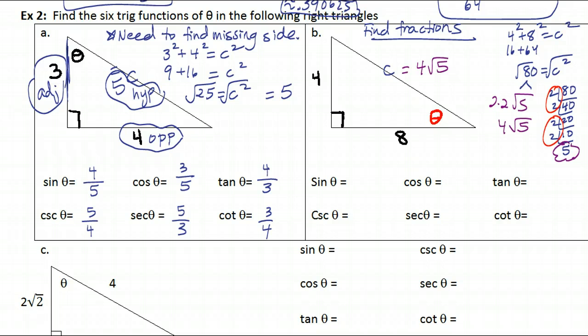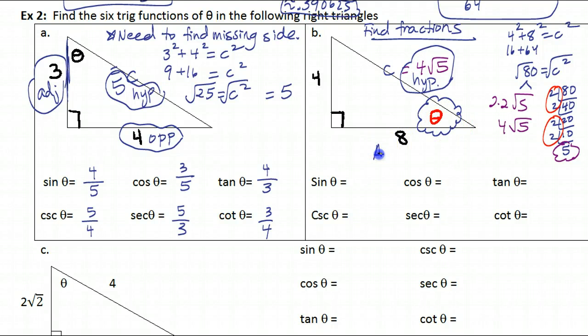Now, this makes our life difficult because I can't have a radical on bottom. It's unsimplified. So when I try to find sine, you're going to see we're going to have a radical on bottom. Here's why. So theta this time is in this corner. Notice again, hypotenuse always stays across from the right angle. But notice adjacent and opposite are going to switch depending on where theta is. So look closely. This time theta is in this bottom right corner.